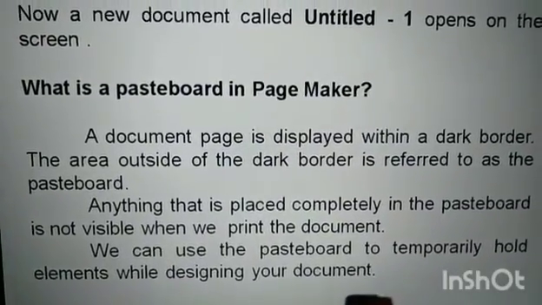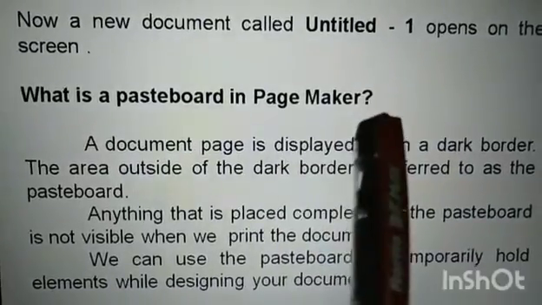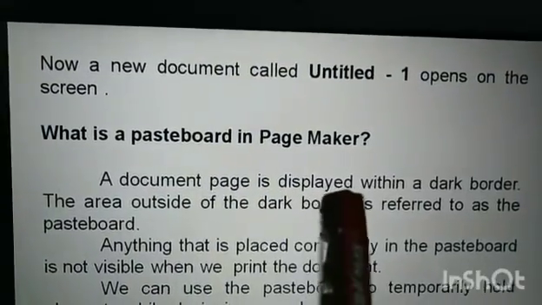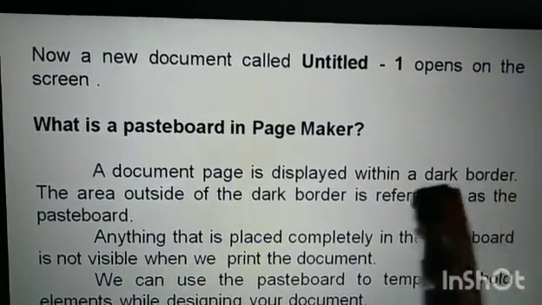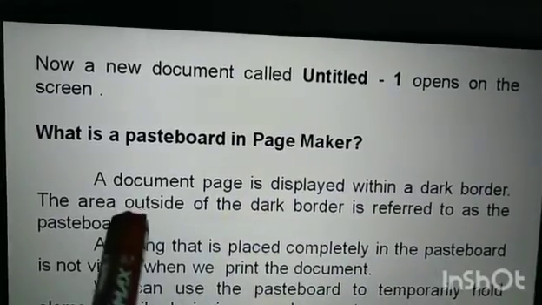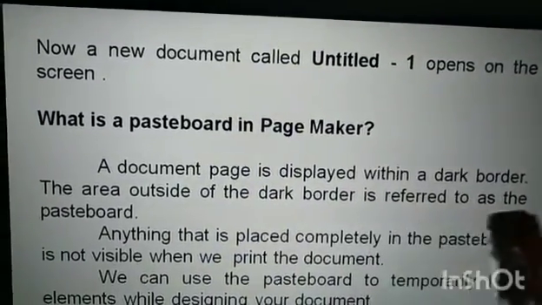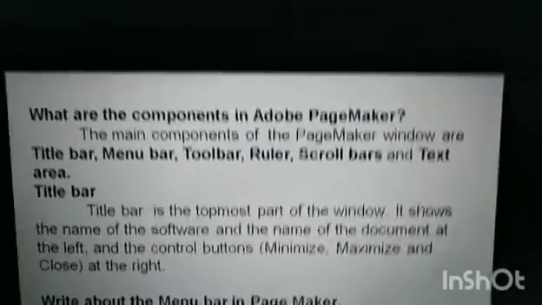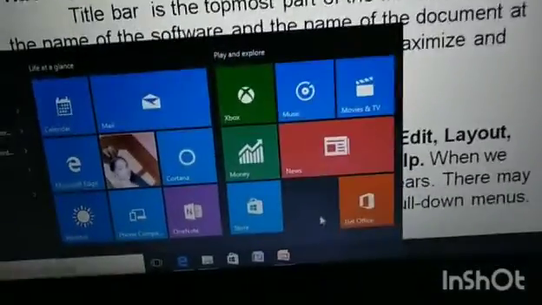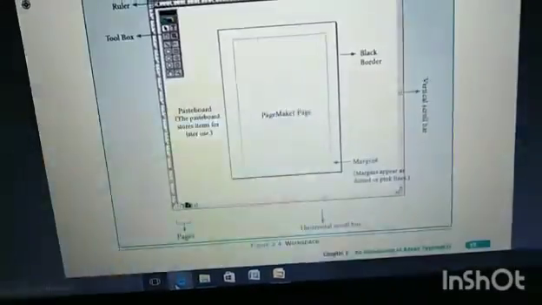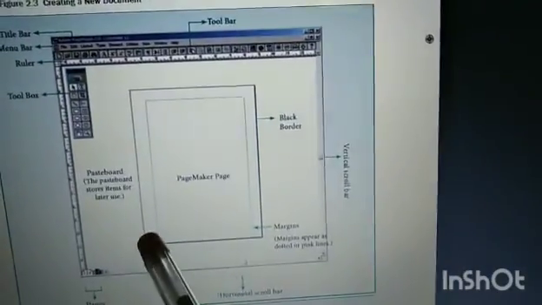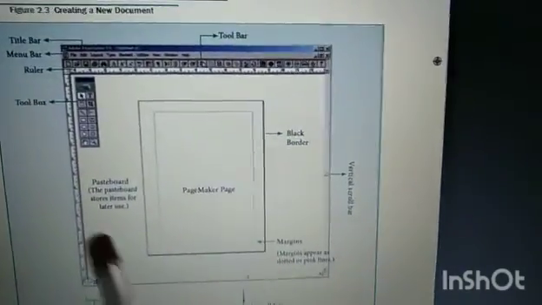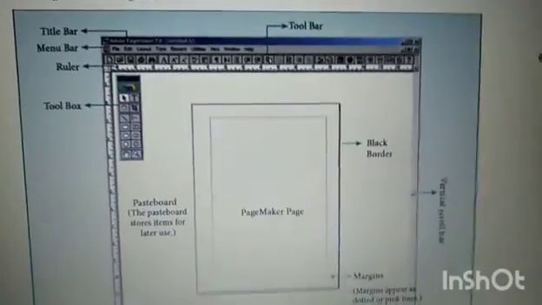Dear student, please note down what a pasteboard in PageMaker is. You should write the first 2 lines. A document page is displayed within a dark border. This is very important. The area outside of the dark border is referred to as the pasteboard. Like this, the black color dark border, the area outside it is the pasteboard.